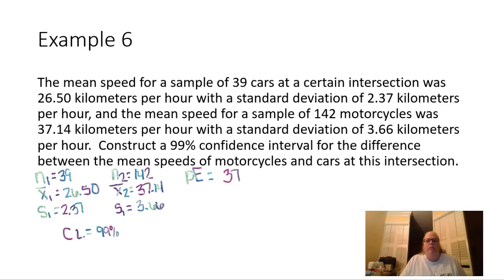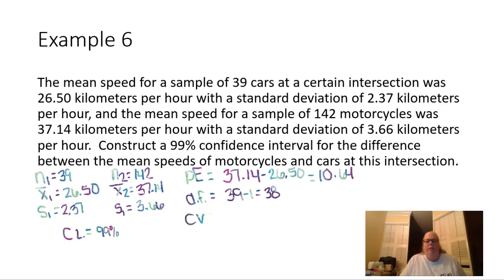So this is going to be 37.14 minus 26.5. And again, I'm subtracting x2 minus x1 because it's larger and I want to have a positive number here. In the calculator, we're going to get 10.64. The degrees of freedom comes from the smaller of the two samples. That's going to be the 39, so we're looking at 39 minus 1, or 38 degrees of freedom.